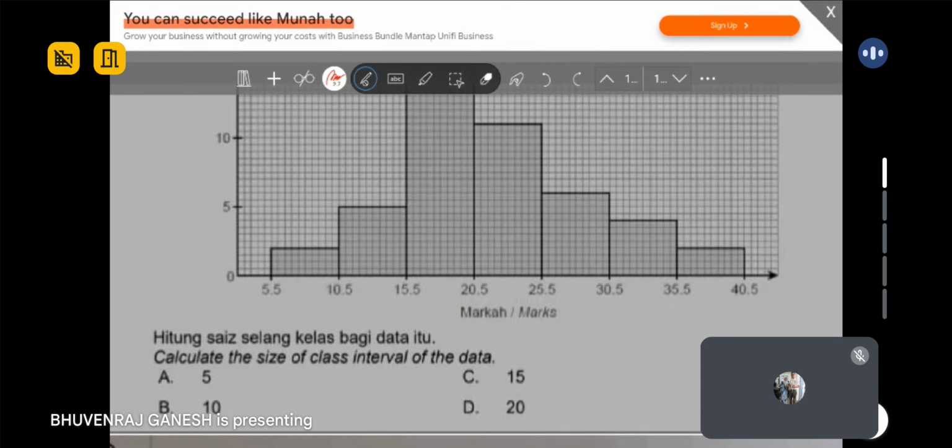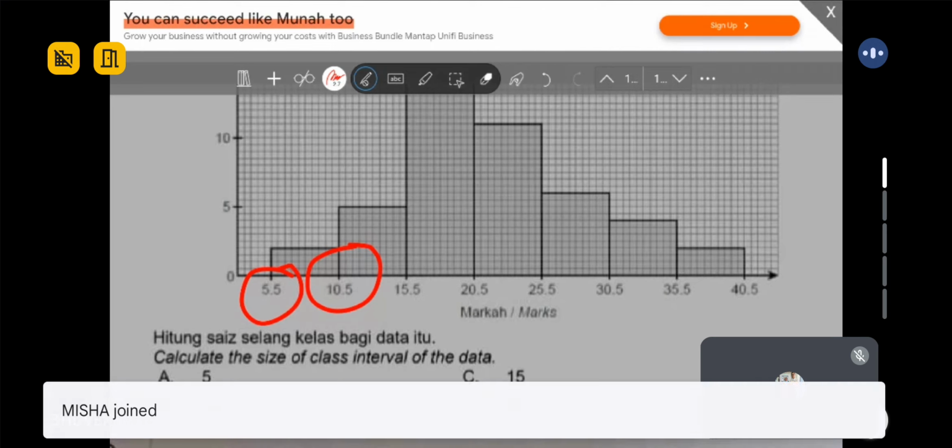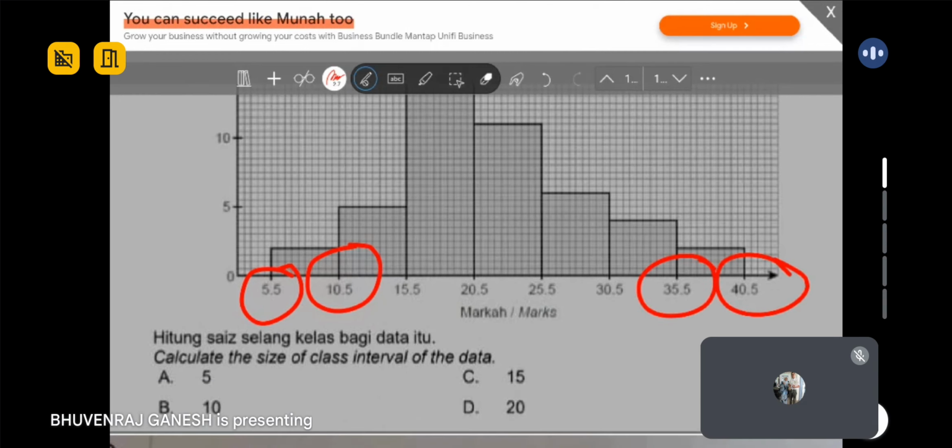Okay, mengapa A? Macam mana cari size class, guys? Cuba ingatkan saya. How do we find the class size? We will take the upper boundary minus the lower boundary. Correct? Sempadan atas tolak sempadan bawah. So that's why your answer is 5. Okay, kalau kamu tak percaya, kamu pilihlah mana kelas yang kamu nak. You just choose any class you like. Every single value will be 5. Setiap nilai, beza dia adalah 5.